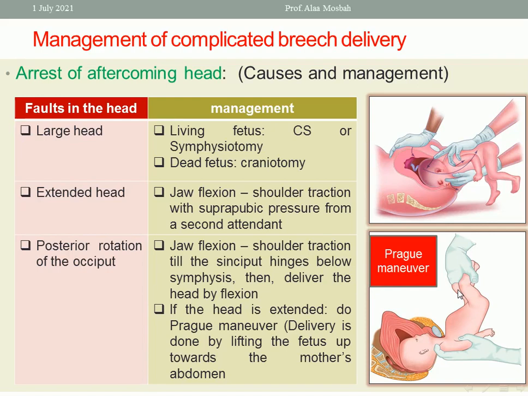What about if there is arrest of the aftercoming head? The cause may be related to the head or related to the passage. Large head: if the baby is living, you should do cesarean section or symphysiotomy. Dead baby may be cesarean section or craniotomy. Extended head will do jaw flexion, shoulder traction, Mauriceau-Smellie-Veit method with suprapubic pressure by the assistant.